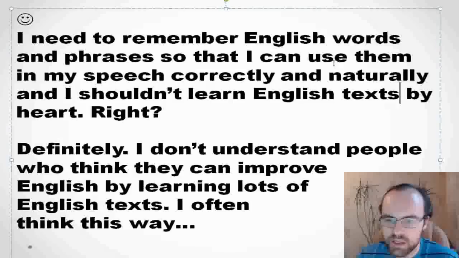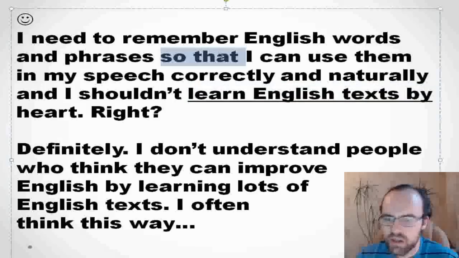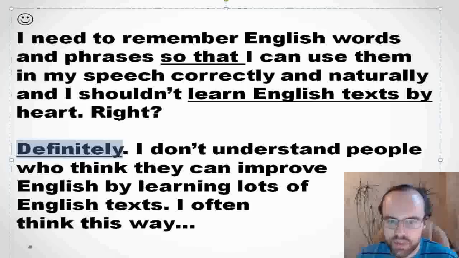Okay, so the idea is the following. I need to remember words and phrases, and learning by heart means memorize. I shouldn't memorize or try to learn English texts, right? So I need to remember English words and phrases so that I can use them, and as a result, I will be able to use them in my speech correctly. Definitely, it means of course or certainly. I don't understand people who think they can improve English by learning lots of English text. Really, I can't understand.